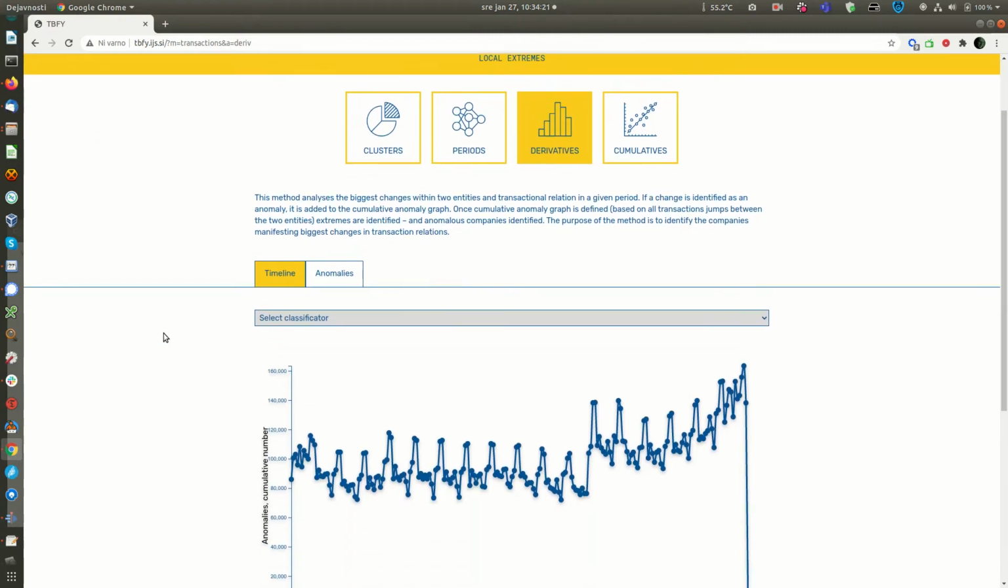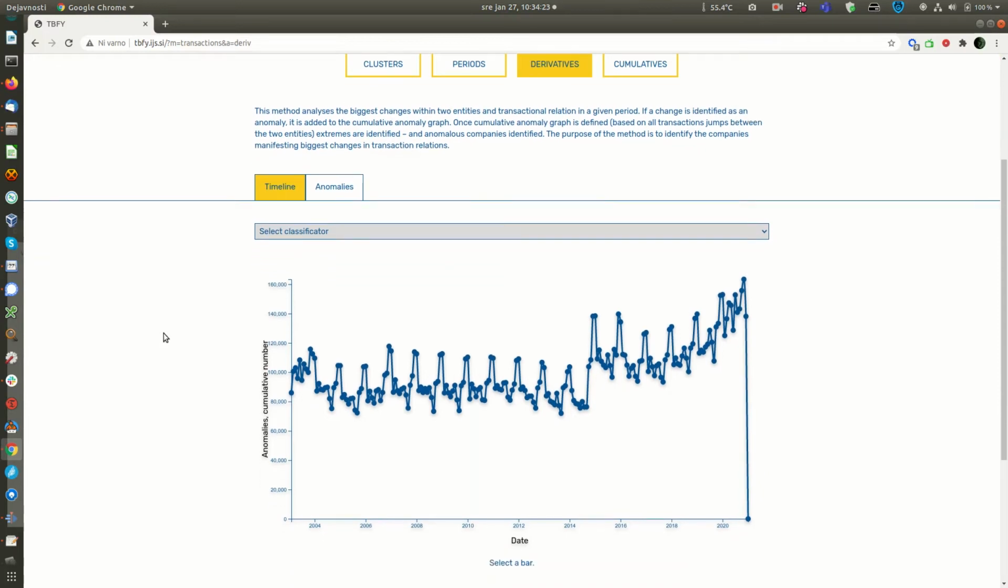The local extremes or derivatives method analyzes the biggest changes within two entities and a transactional relation in a given period. If a change is identified as an anomaly, it is added to the cumulative anomaly graph. Once the cumulative anomaly graph is defined, based on all transaction jumps between the two entities, extremes are identified and therefore anomalous companies are identified. The purpose of the method is to identify the companies manifesting the biggest changes in transaction relations.